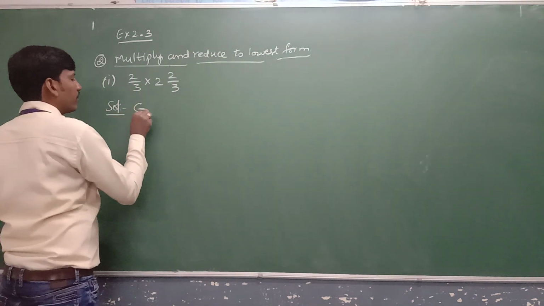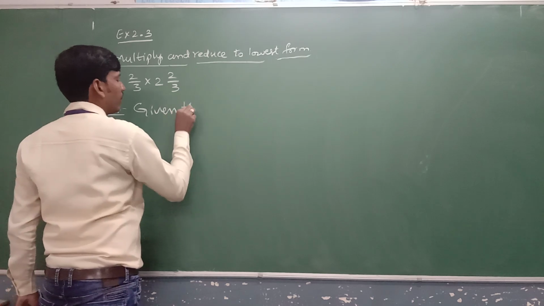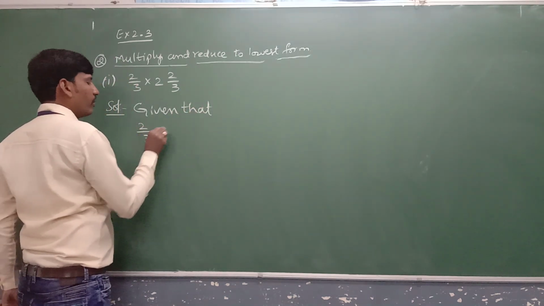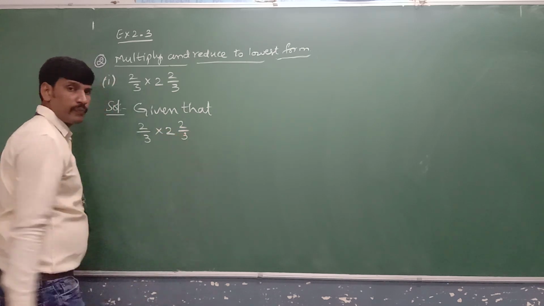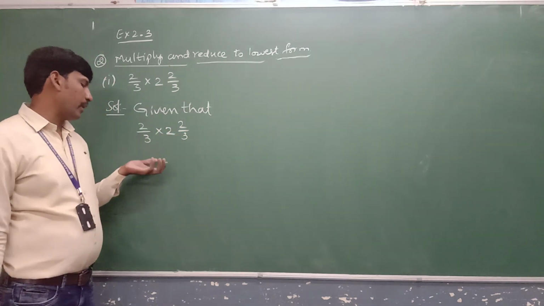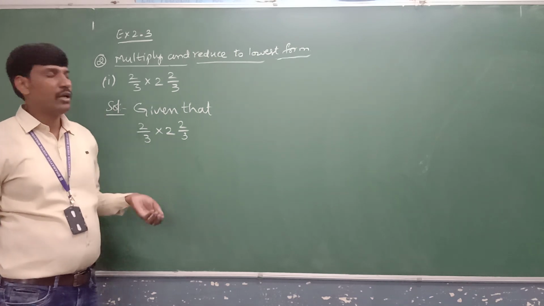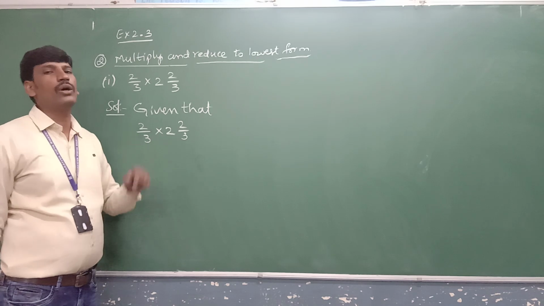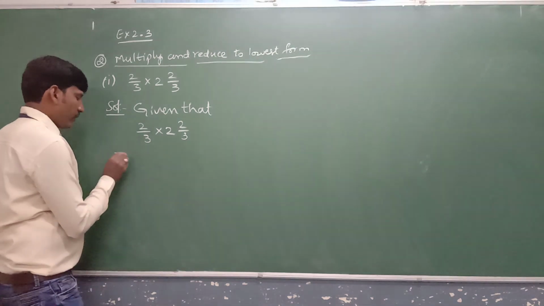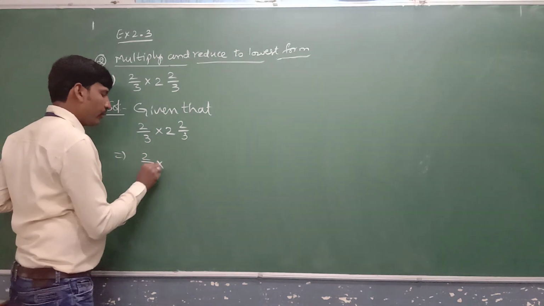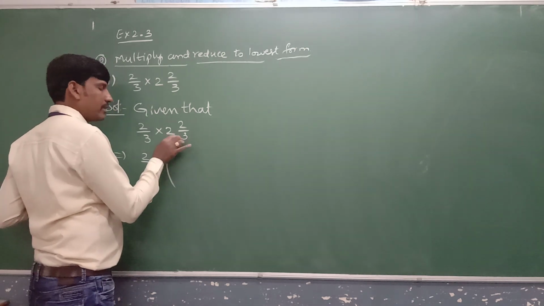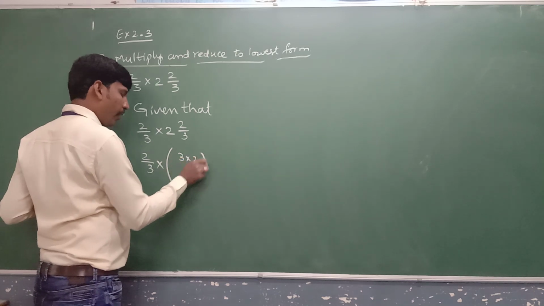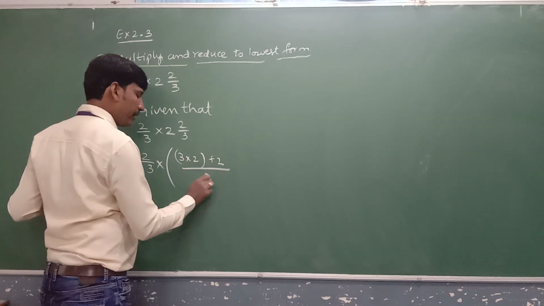Given that 2 by 3 into 2 by 3. See this here, whenever you want to multiply either a whole number into a mixed fraction or a fraction into a mixed fraction, first of all convert the mixed fraction into an improper fraction. So 2 by 3 into, here I am going to convert this mixed fraction into improper fraction. 3 into 2 plus 2 by 3.